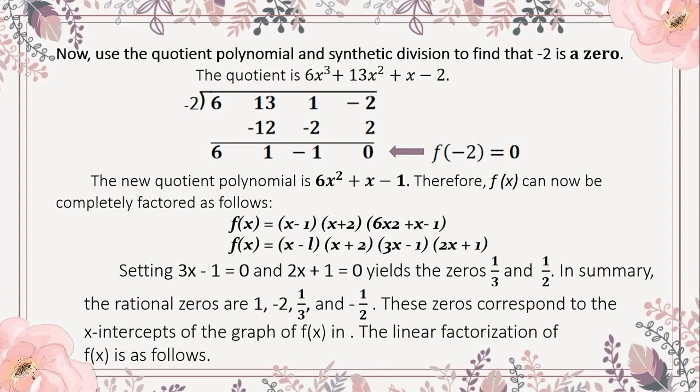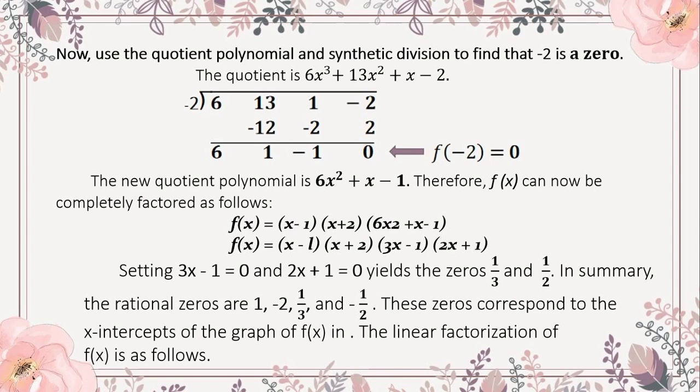So, by factoring the 6x squared plus x minus 1, we got the quantity of 3x minus 1, and the quantity of 2x plus 1. So, we have now f of x is equal to the quantity of x minus 1 times x plus 2 times 3x minus 1 times 2x plus 1. So setting up, 3x minus 1 is equal to 0, and 2x plus 1 is equal to 0 yields the zeros 1/3 and -1/2. In summary, the rational zeros are 1, -2, 1/3, and -1/2.